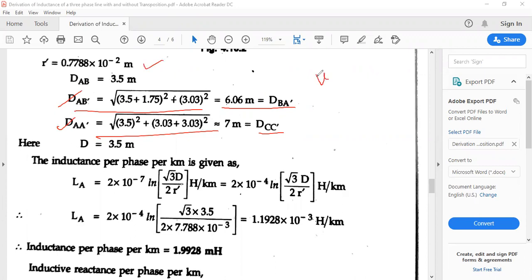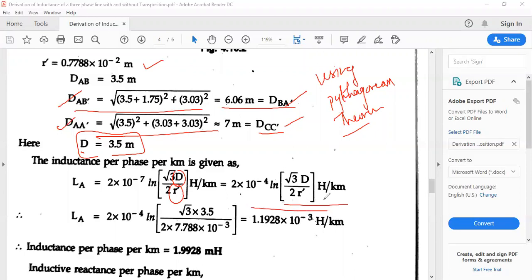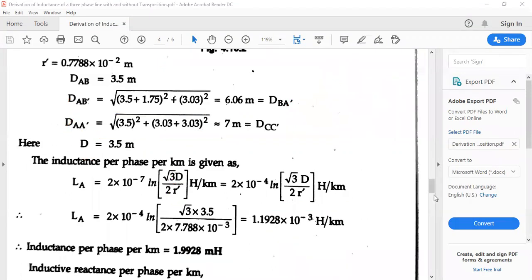So use the Pythagorean theorem. I can find out dBA', dCC', and D is given in the problem as 3.5 meter. So what you need to do is find D and R' there. It has already been given, so you can make a simple substitution and find out what is given there. This is in terms of Henry per kilometer. So inductance per phase per kilometer is 1.9928 millihenry. That's what you can find out.